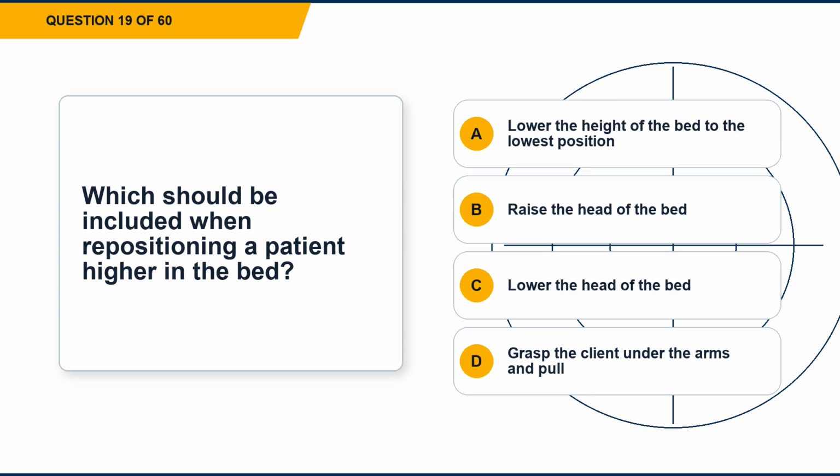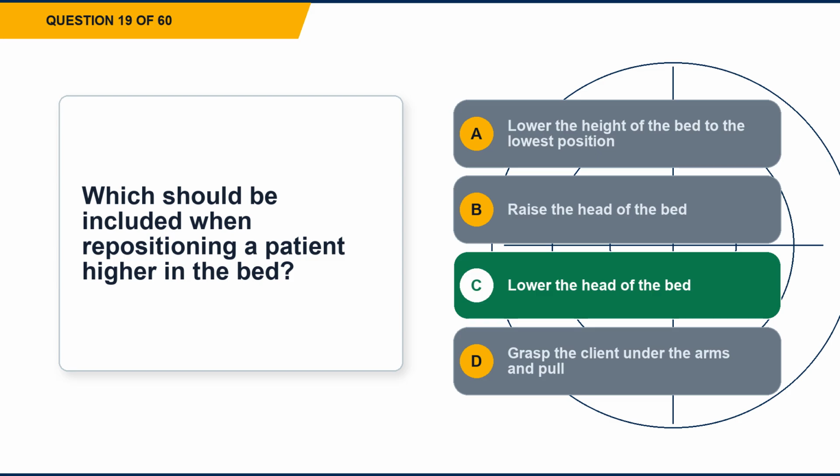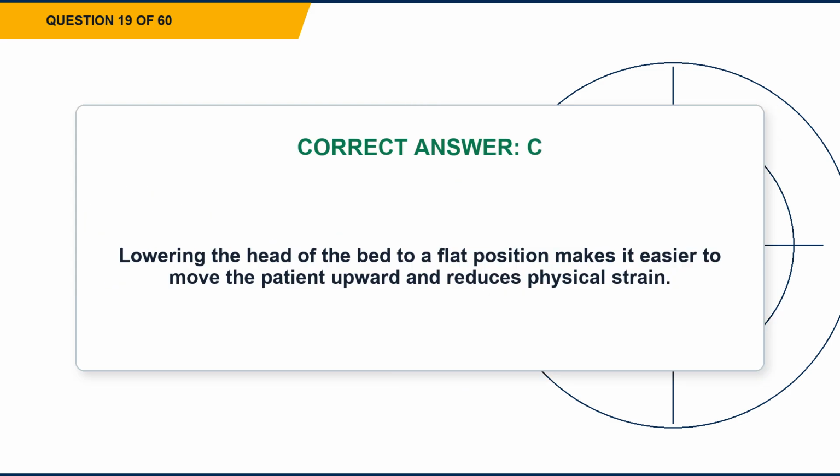Question 19. Which should be included when repositioning a patient higher in the bed? Option A, lower the height of the bed to the lowest position. Option B, raise the head of the bed. Option C, lower the head of the bed. Option D, grasp the client under the arms and pull. The correct answer is option C, lower the head of the bed. Explanation. Lowering the head of the bed to a flat position makes it easier to move the patient upward and reduces physical strain.